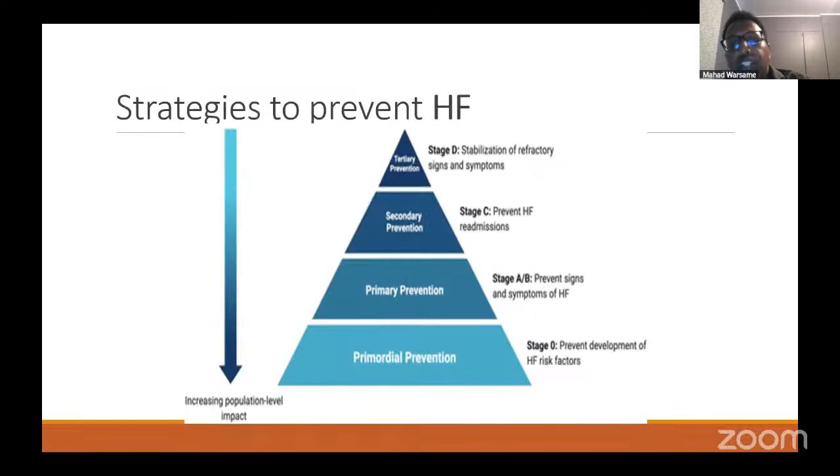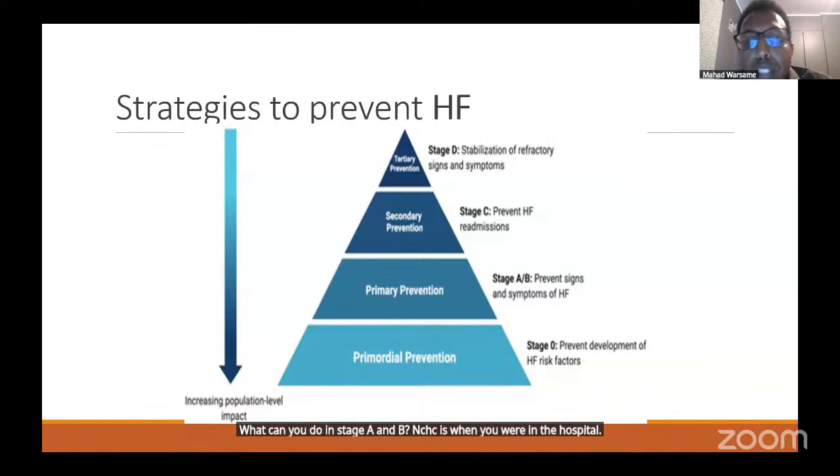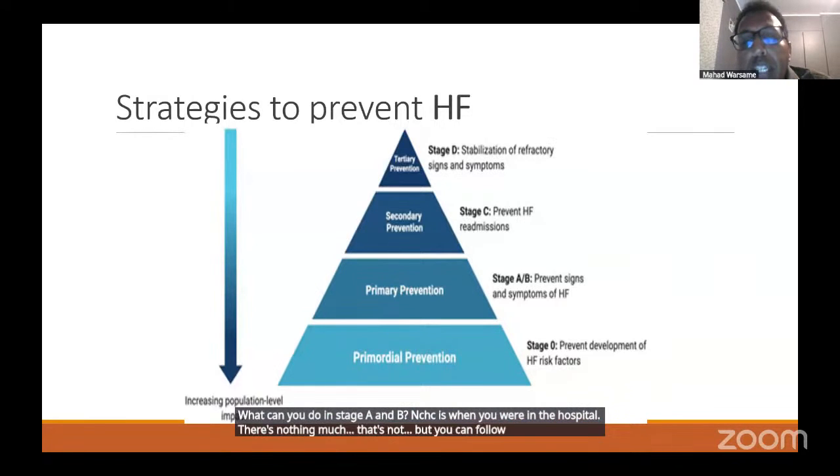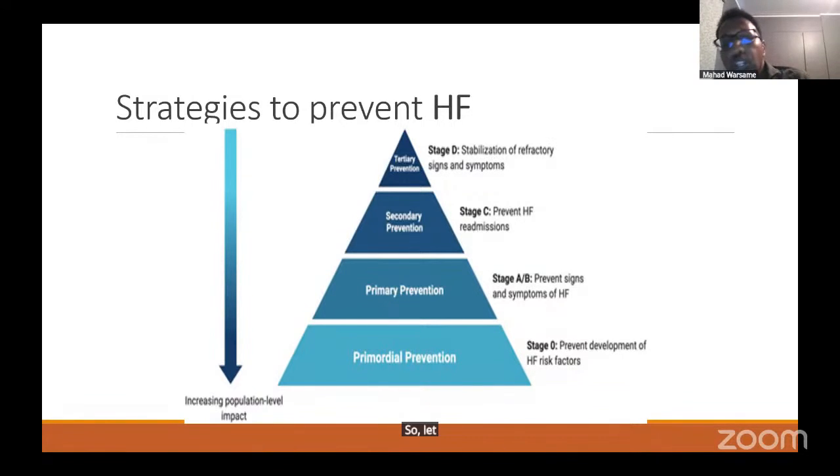Okay, as a general practitioner, what can you do in stage 0? What can you do in stage A and B? And stage C is when you are in the hospital. There's nothing much you can do then, but you can follow up after he gets out of the hospital. So let's go to stage 0.